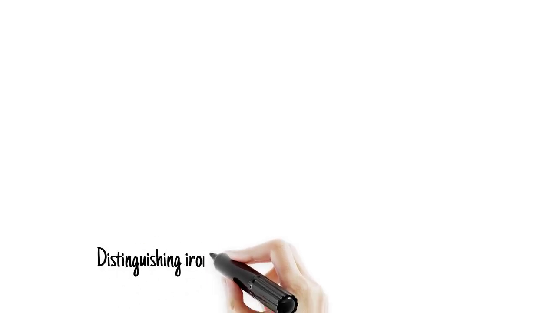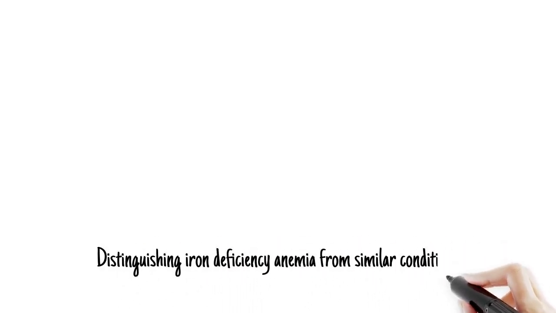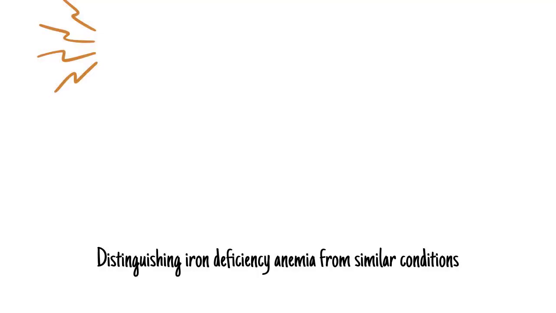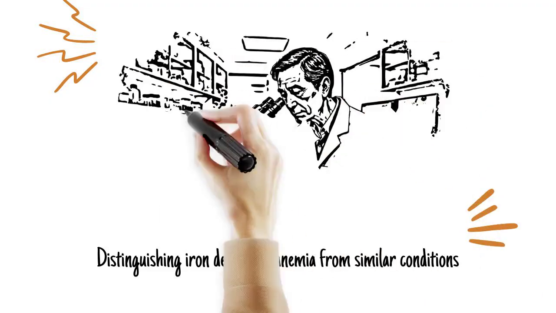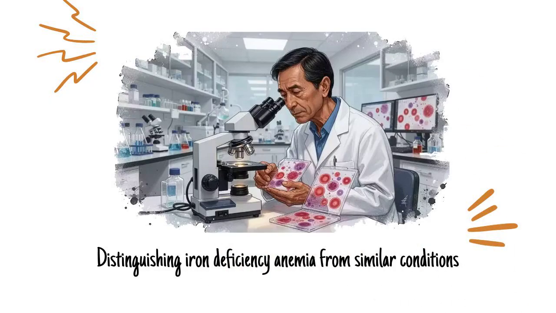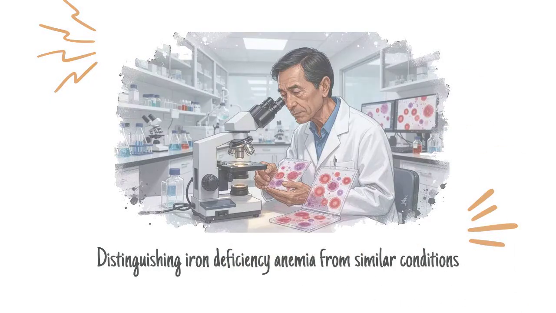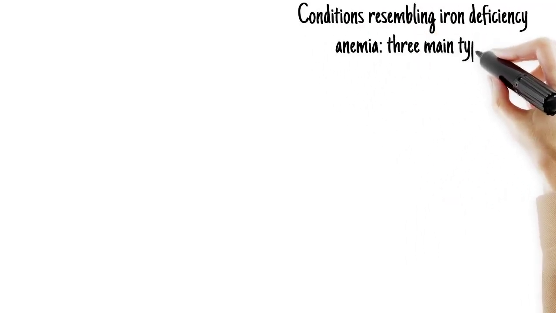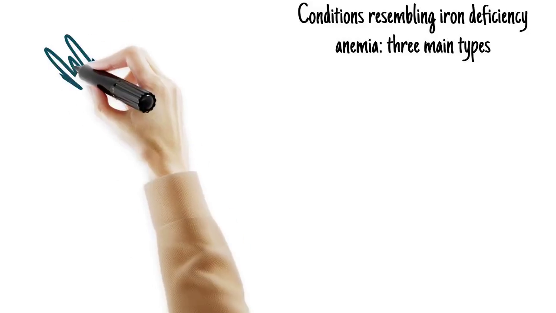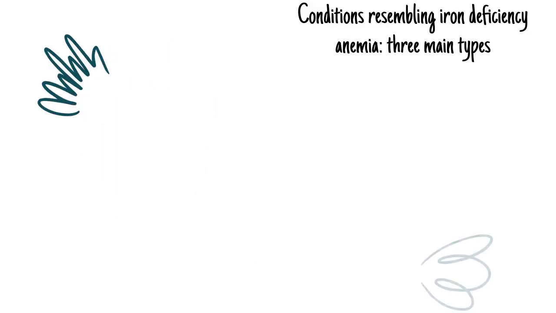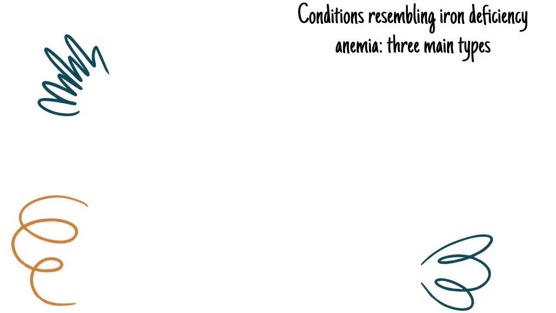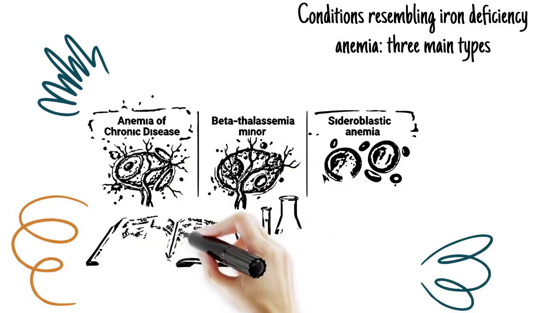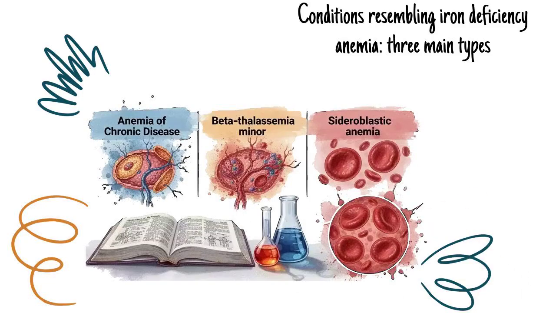One of the most important clinical skills in hematology is distinguishing iron deficiency anemia from other conditions that produce a similar blood picture: small, pale red cells in the setting of anemia. The three major conditions that can look like iron deficiency on a blood count are anemia of chronic disease, beta thalassemia minor, and sideroblastic anemia. Each has a distinct laboratory fingerprint, and knowing how to read that fingerprint is essential.